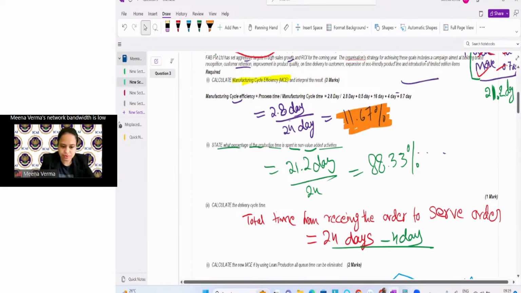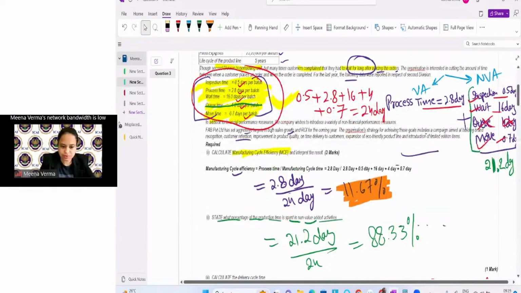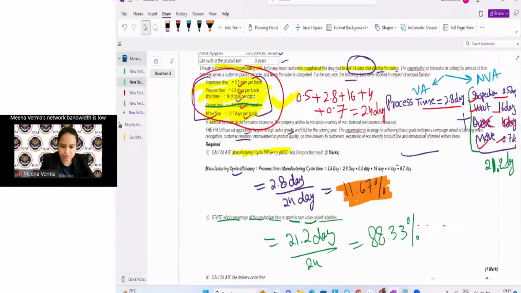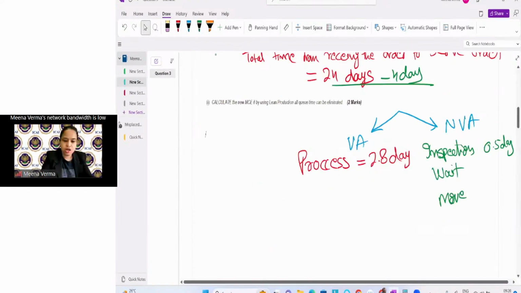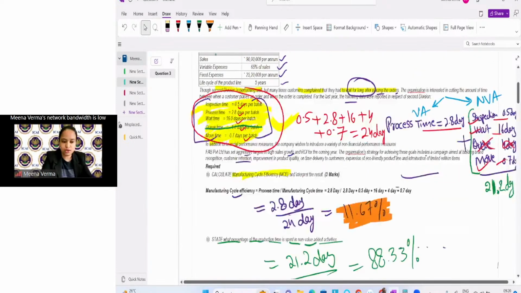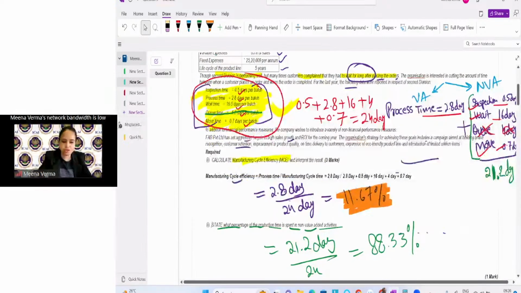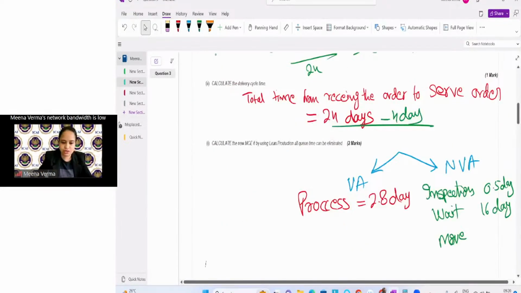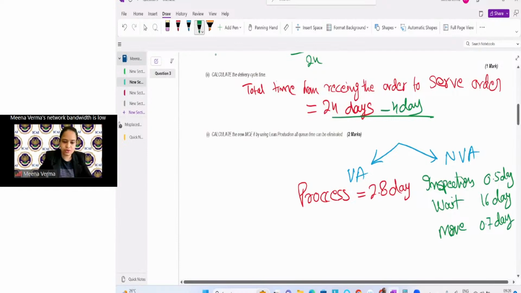So how much time are they taking for inspection? 0.5 days. How much time are they taking for wait? 16 days wait. Then how much time are they taking to move the product? It is 0.7 days. All right, so this is the non-value added time, and this is the value added time.